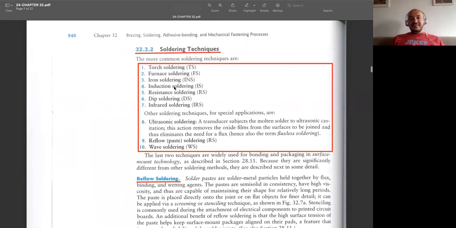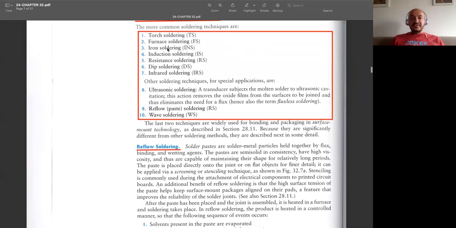And as you see, similar to the brazing methods, we have different types of soldering. I'm not going to discuss them one by one. Torch soldering means we are using a torch. Infrared means we are using infrared. Ultrasonic means we have some kind of ultrasonic waves. With the help of them, the metal wire is melted. So these are some typical ways of soldering.